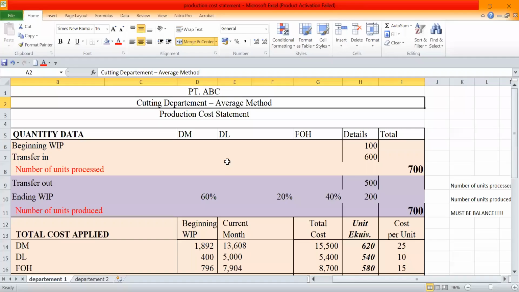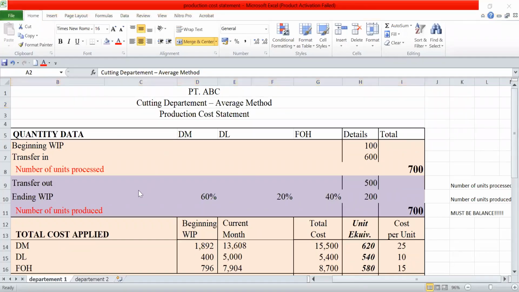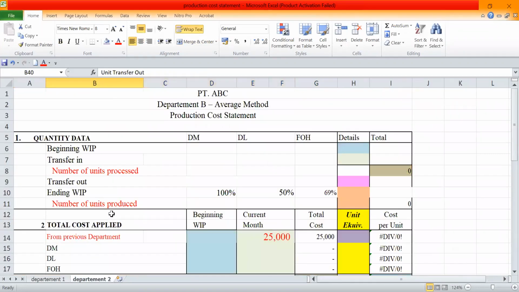And now maybe the next question. How about the process of making the production cost statement for the second department? There must be something different from the first department. Yeah, that's right. So maybe I will show you in a fast manner so you can see the difference. We continue our discussion from this case in the slide.